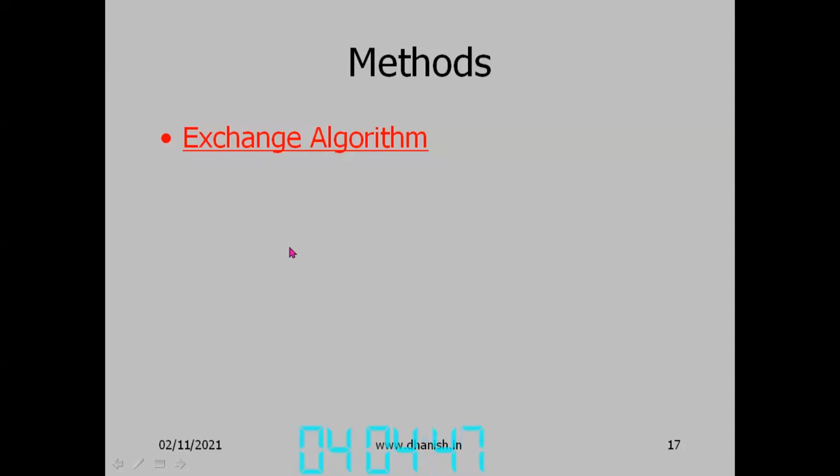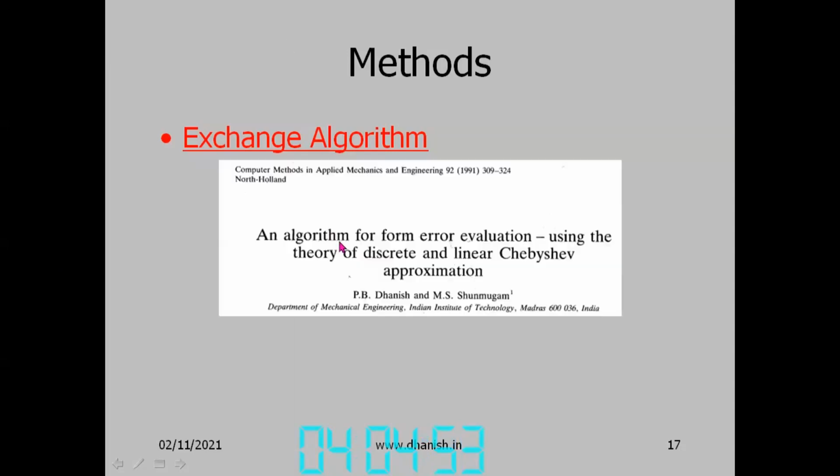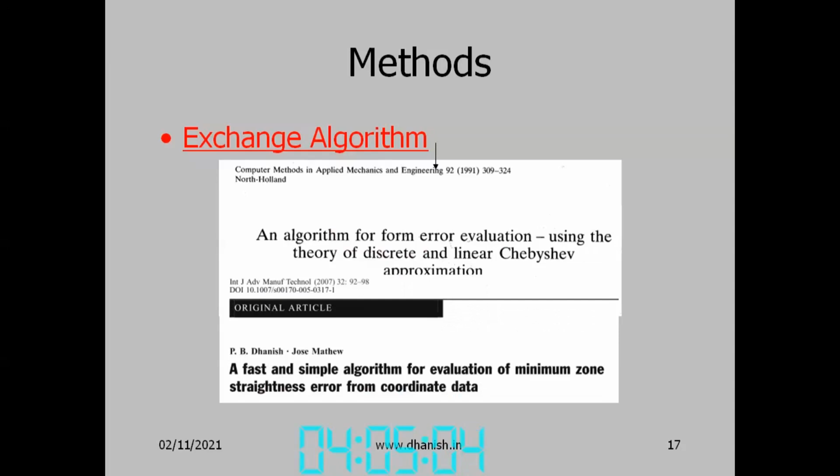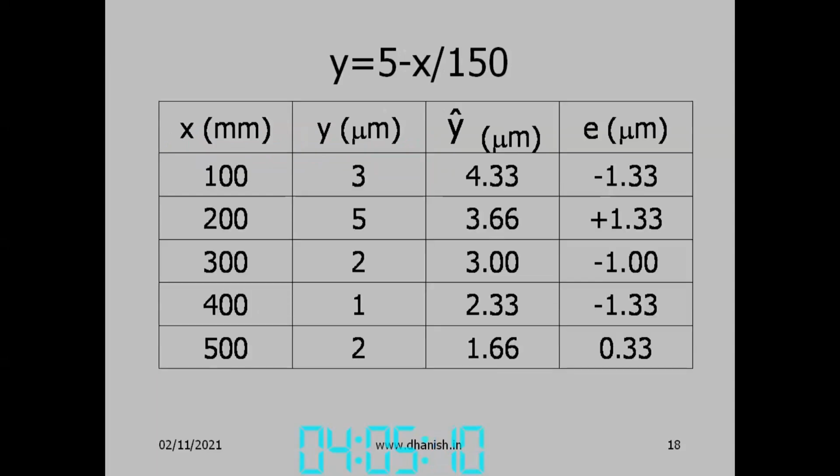So that is the exchange algorithm and so on. You don't have to study it. This was my MTech paper, an algorithm using Chebyshev approximation, and then a modification for coordinate data. You can see that for this equation we get a straightness error. How you get this equation, you have to see my paper. The straightness error is 2.66, which is lower than that of the least squares line. That is why it is called the minimum zone line. This is called minimum zone straightness.